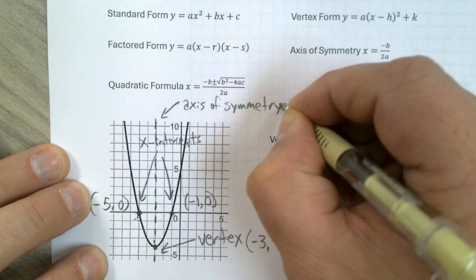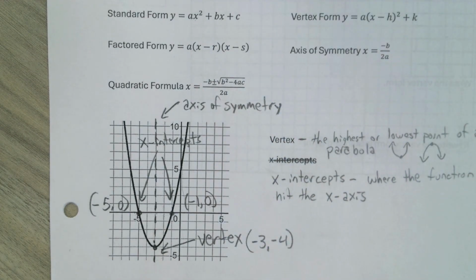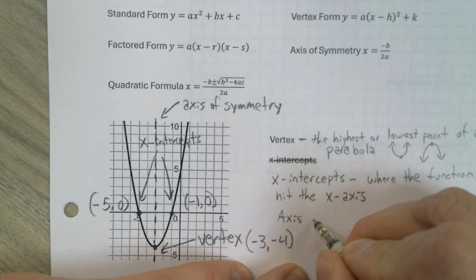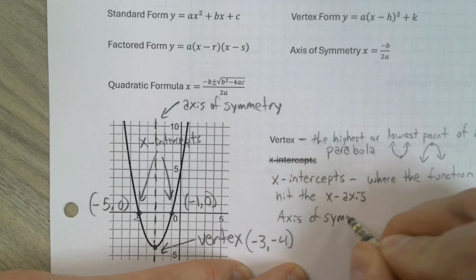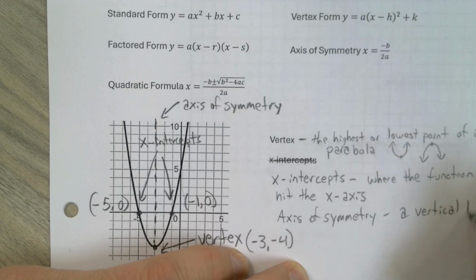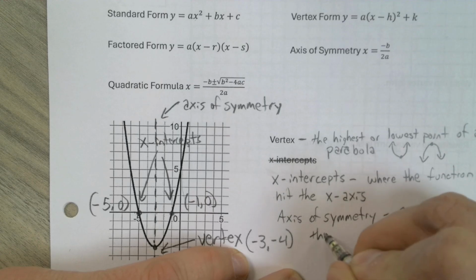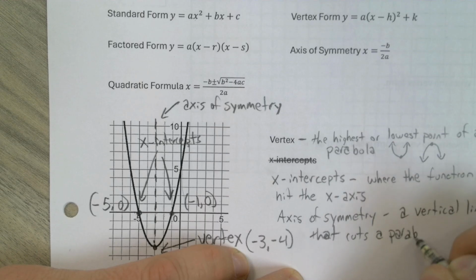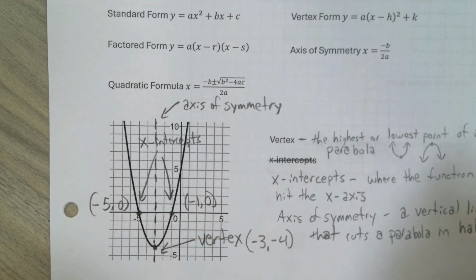And so symmetry, when we talk about something being symmetrical, it means the left half is a reflection of the right half, that they're mirror images of each other. So let's put axis of symmetry. And it is a vertical line that cuts a parabola in half.